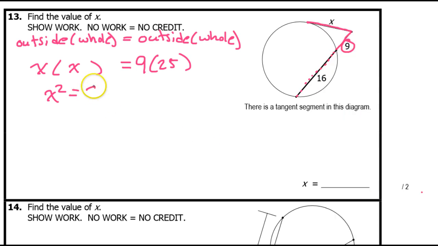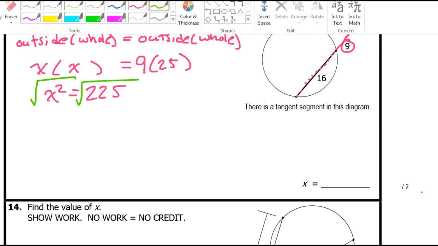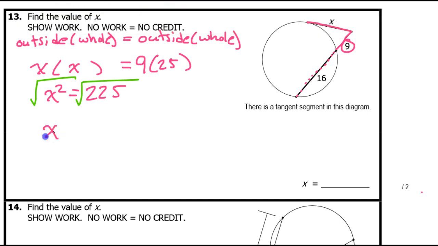225. Oh, look at that. That's a perfect square. So to get X by itself, I'm going to just take the square root, and that's going to be 15. So X is 15.